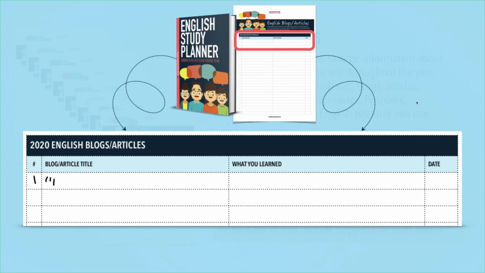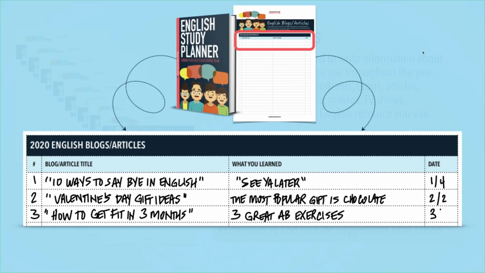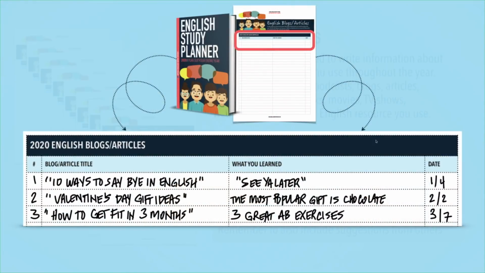So here we go. I said blogs and articles. So I said number 1, 10 ways to say bye in English. What I learned, see you later. Now I taught this actually on my Instagram channel. See ya or see you later. It just means goodbye. But again, something new that you learned. So I wrote it down and I wrote the date.